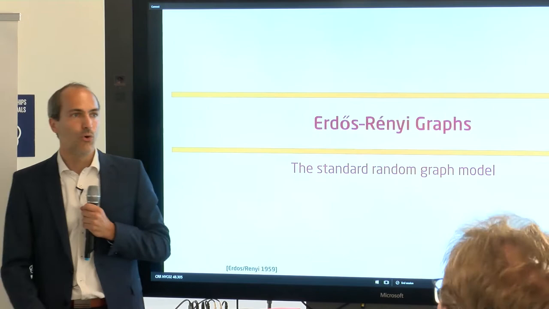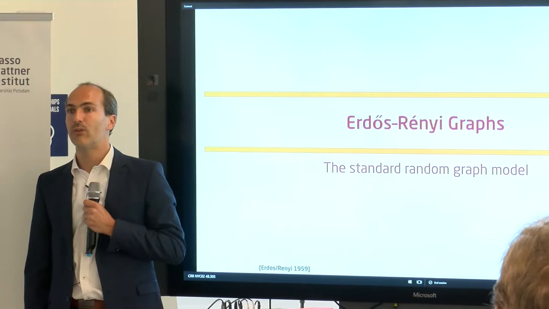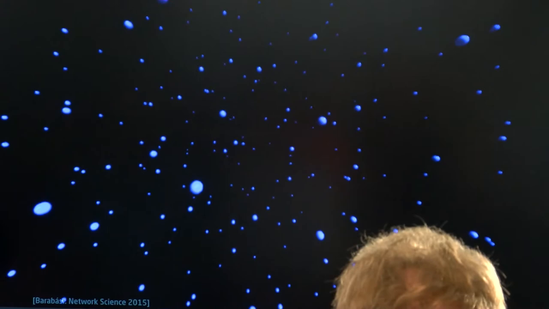So for half a century, people have studied the so-called Erdős-Rényi model. I'm just showing a bit of history. This is the oldest model where I show you not the mathematical definition, but rather a small video. This is the simplest network model which is still studied nowadays. It works as follows. You have a set of vertices, and you have one parameter p, which is the probability that there's an edge between two vertices.